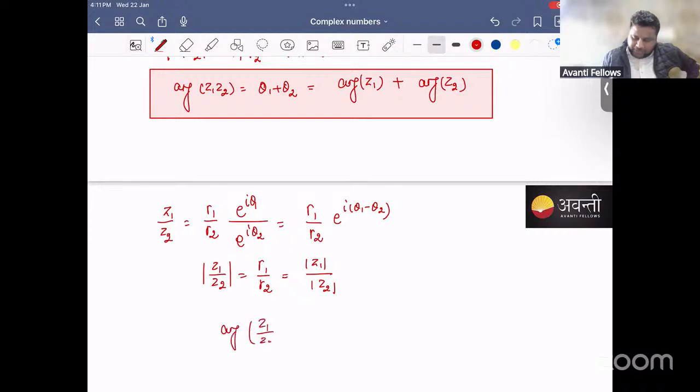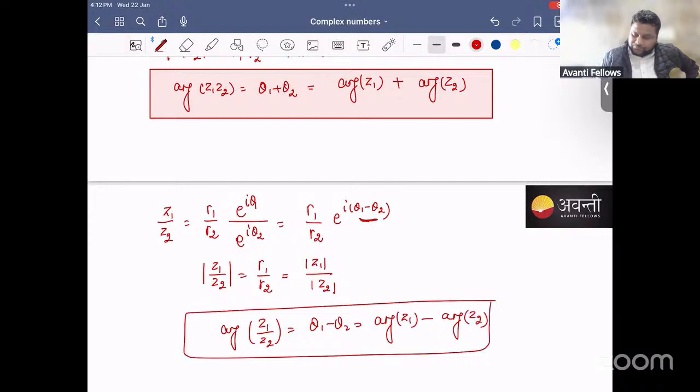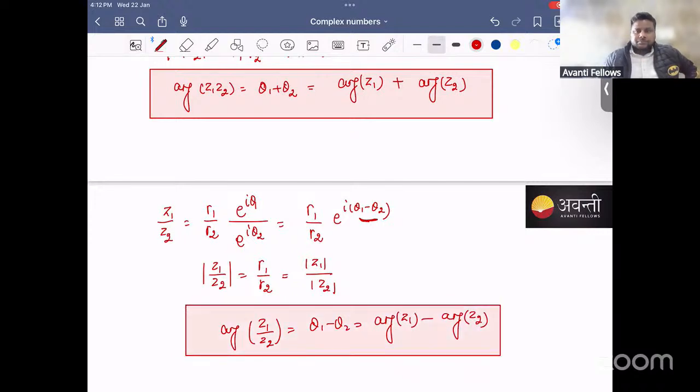Similarly, if you see, argument of z1 upon z2 is what? That is theta 1 minus theta 2. This is going to be the argument. And that is what? Argument of z1 minus argument of z2. Understood?